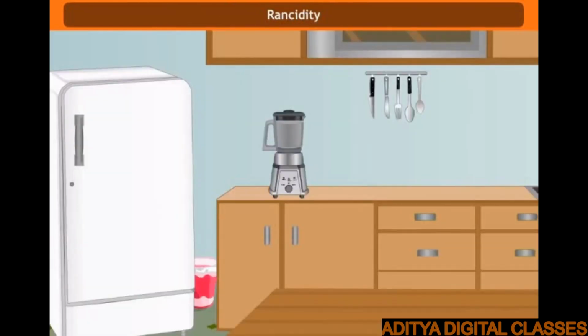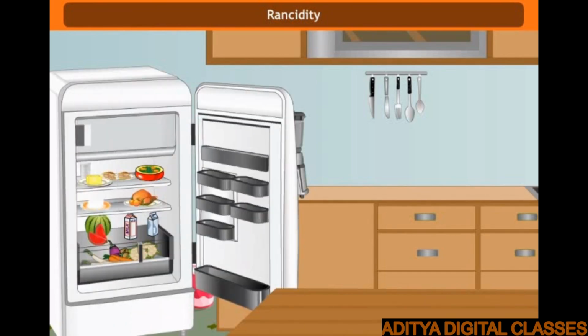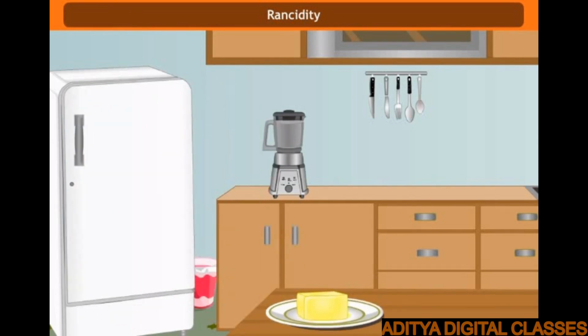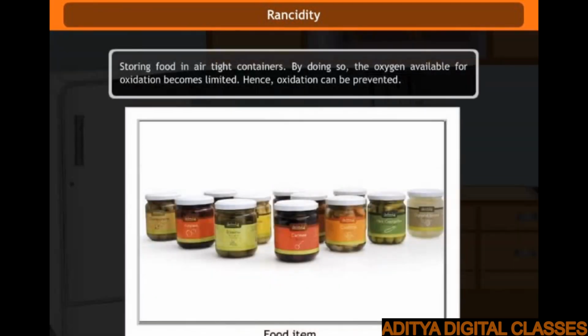Rancidity. When fats and oils are oxidized, they become rancid and their smell and taste also changes. Thus, the oxidation of fats and oils can be easily observed by a change in their taste and smell. Oxidation of food can be prevented in many ways. Storing food in airtight containers. By doing so, the oxygen available for oxidation becomes limited. Hence, oxidation can be prevented.